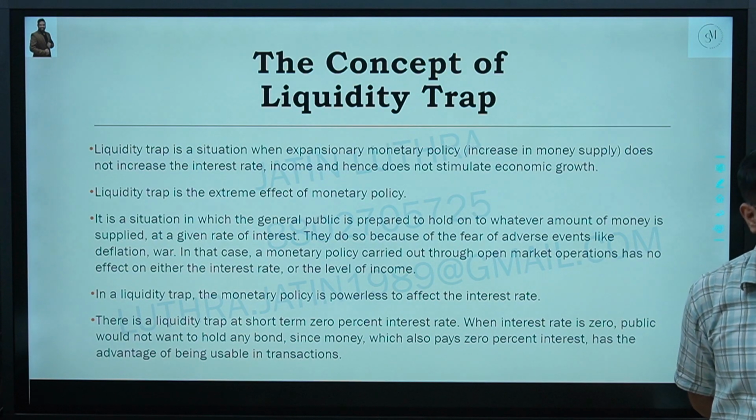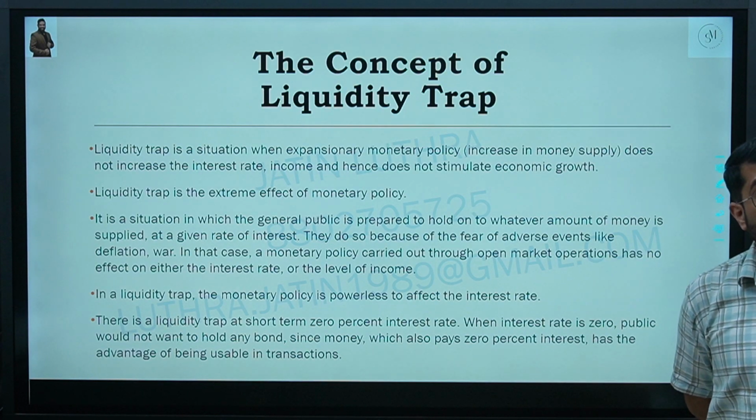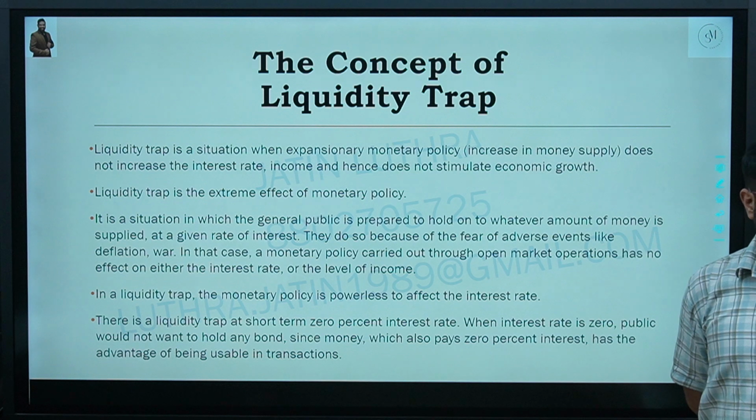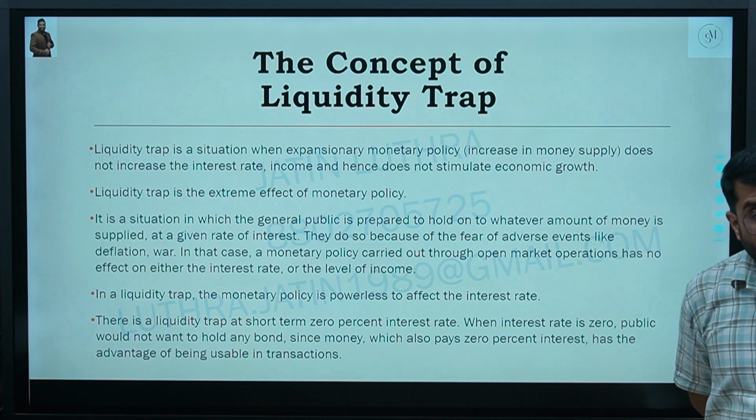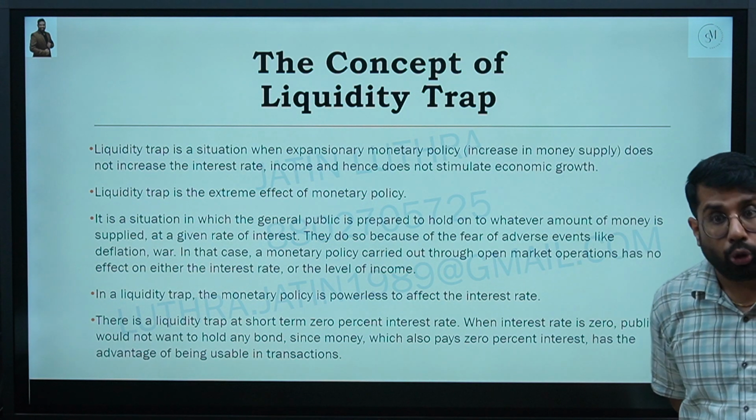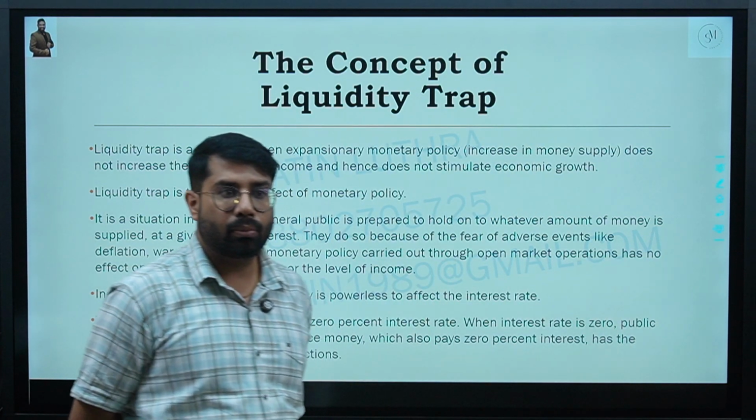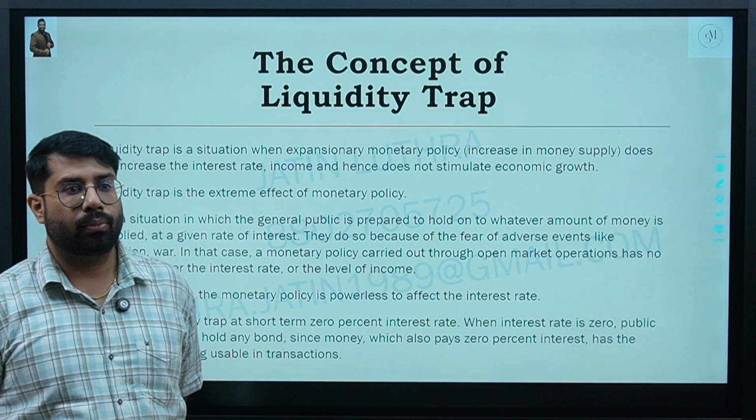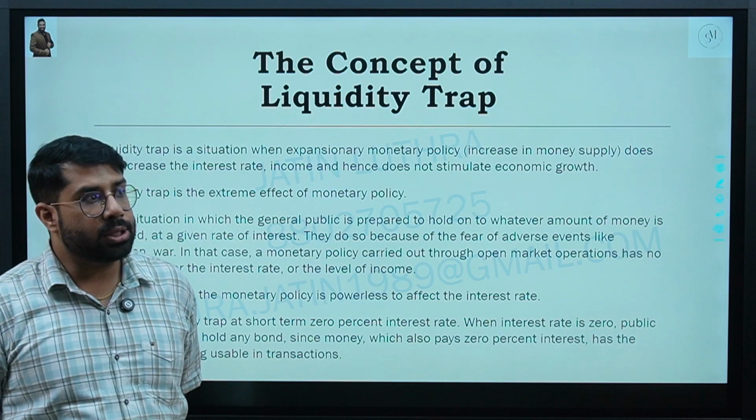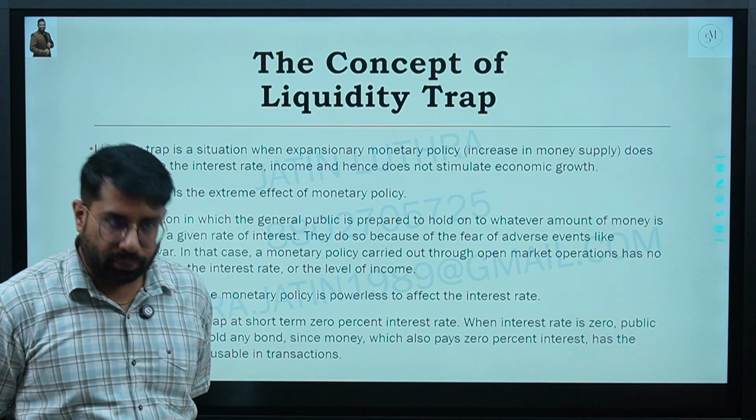But we are not keeping money with the company. Why? Because we know that risk is high and return is zero. And because of this reason, we continue to be in the liquidity trap. The concept is that we have to put our money with the company at a zero level of interest.